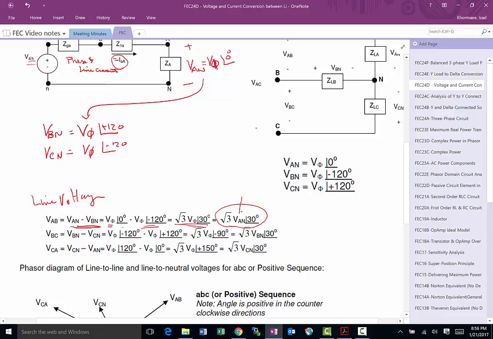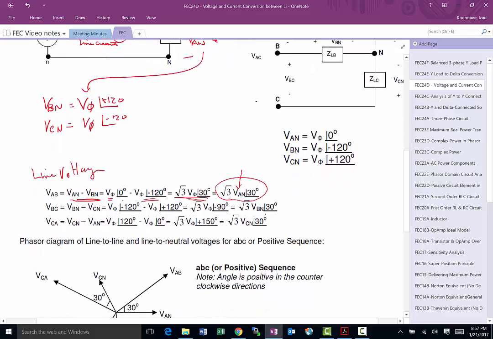So once I have VAN, I shift it by 30 degrees and I put a square root of 3 in front of it. I've got the line voltage. This is a good thing to write down someplace so you remember it. If I have a phase voltage, all I have to do to convert it is multiply by square root of 3 shifted by 30 degrees. And that same thing pretty much works with all the other phases as well.